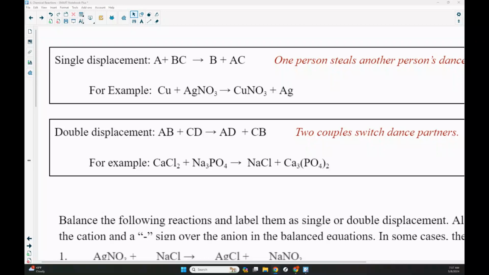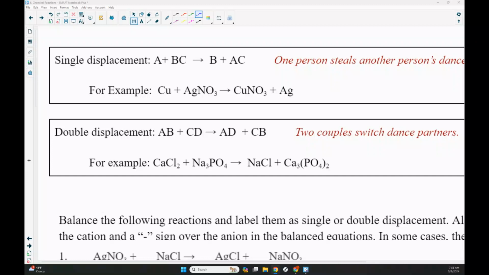Hello, chemistry. Mr. McKee here, and we're going to talk about the final two types of chemical reactions that you guys need to learn. Those will be single displacement and double displacement reactions. Eventually we're going to learn how to predict if these reactions will happen and how they happen, but today we're just focusing on recognizing the difference between the two.